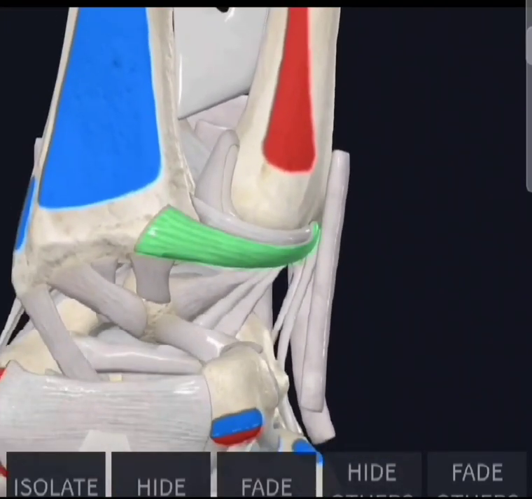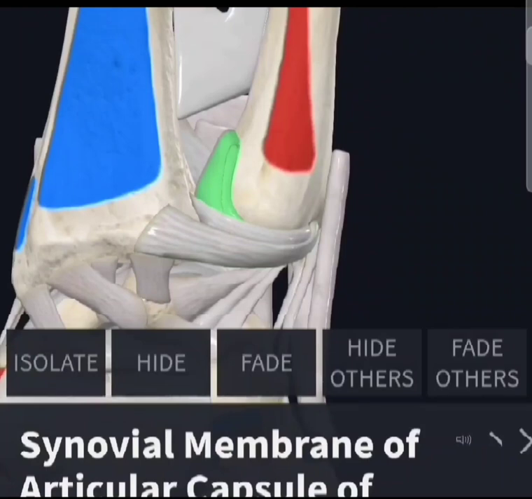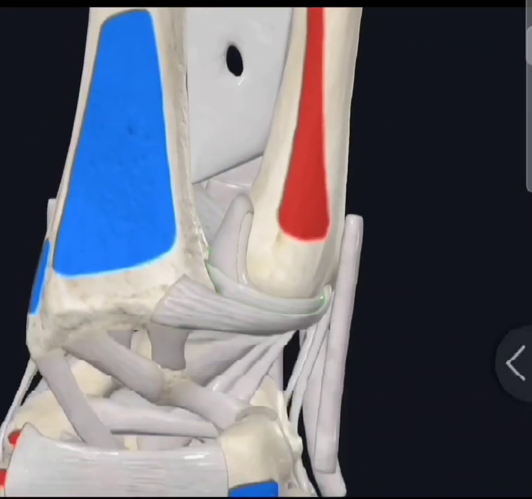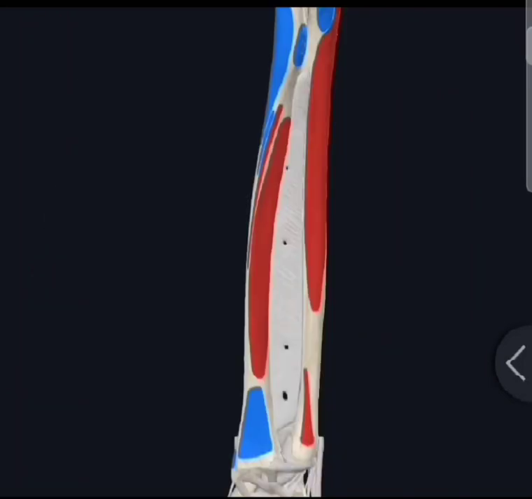So this is the radioulnar joint that you see. That is the cavity of the radioulnar joint. So that's it about the radius. Thank you.